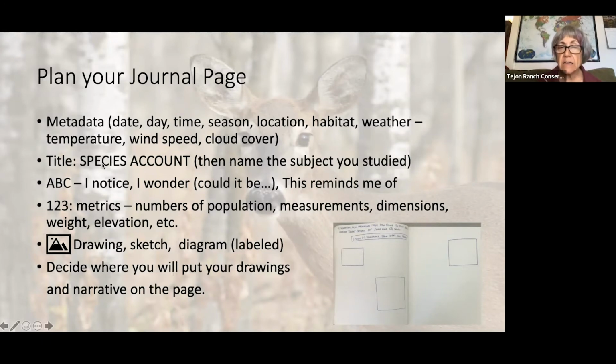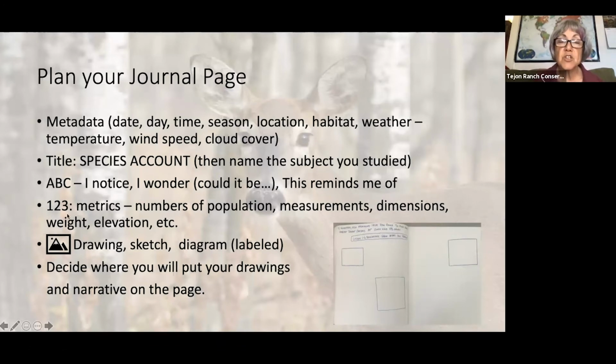The title is called Species Account, and then identify what it is that you're studying. It may be that while you're studying it, you haven't yet identified it, and that's fine. Leave space to add that later when you do some additional research. Remember that you're going to add your ABCs, and your ABCs include I notice, I wonder, also could it be when you're doing I wonder, and this reminds me of.